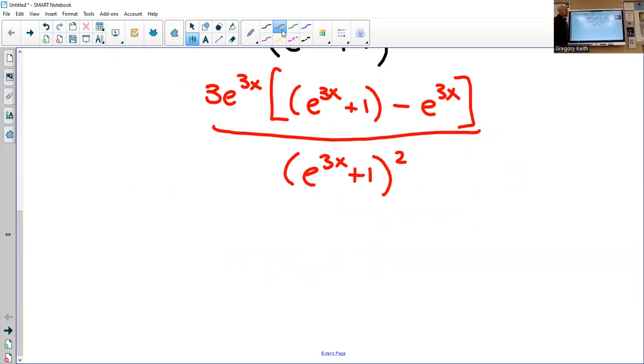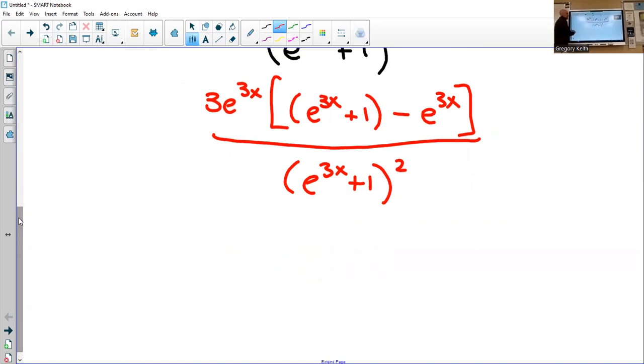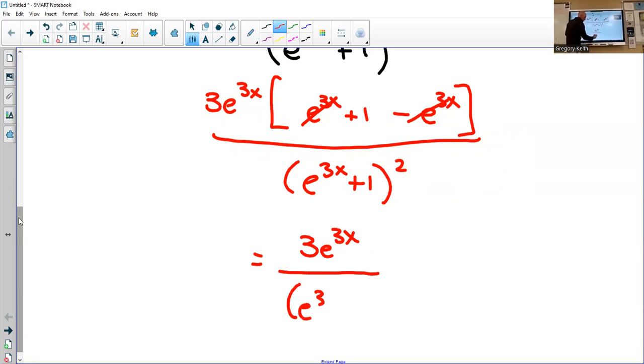But what if we simplify what's inside here? What's going to happen? If I drop the parentheses, since I don't need parentheses in this case, yeah, the e to the 3x's are actually going to cancel out. We don't need those parentheses. These guys cancel out, and you just get 1. So our final answer is actually just 3e to the 3x over e to the 3x plus 1 squared.